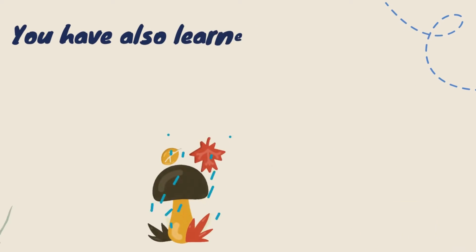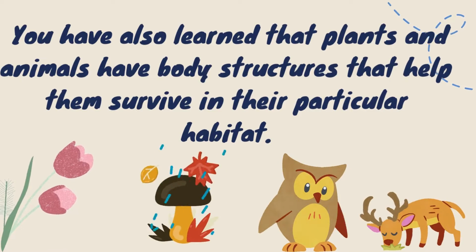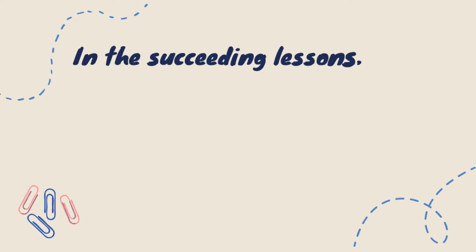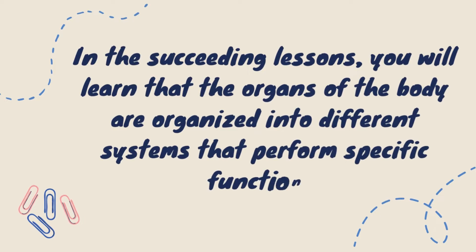You have also learned that plants and animals have body structures that help them survive in their particular habitat. In the succeeding lessons, you will learn that the organs of the body are organized into different systems that perform specific functions.